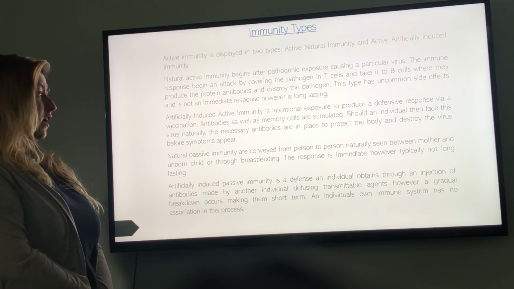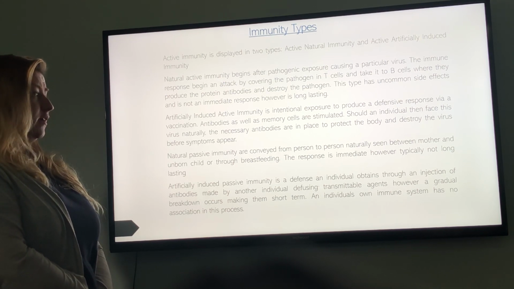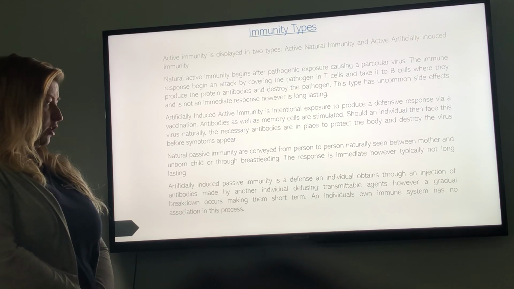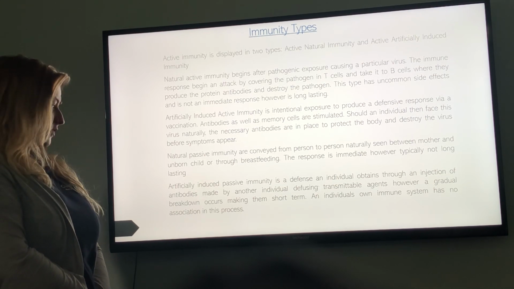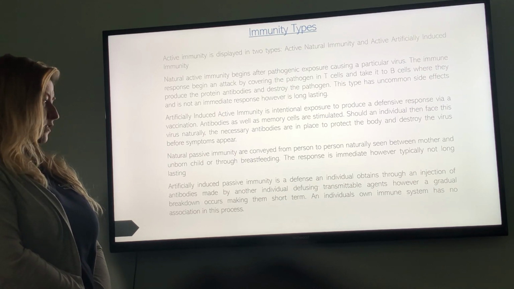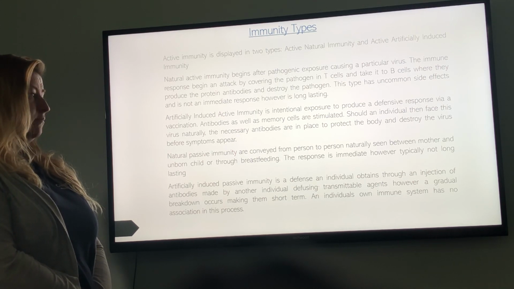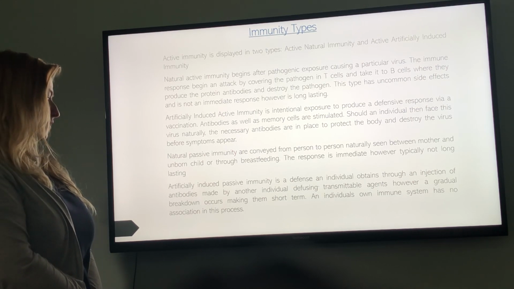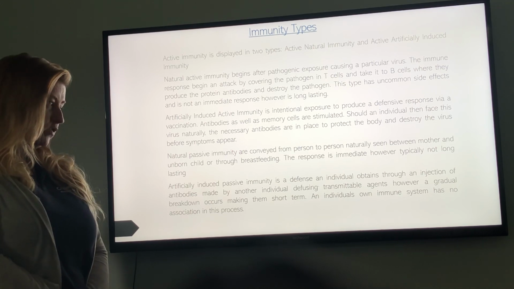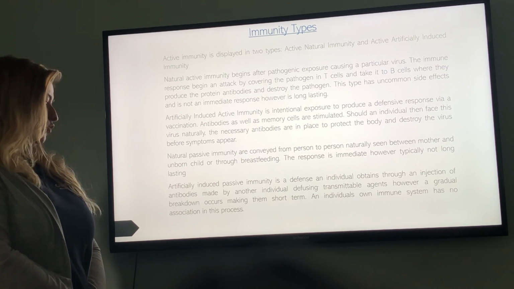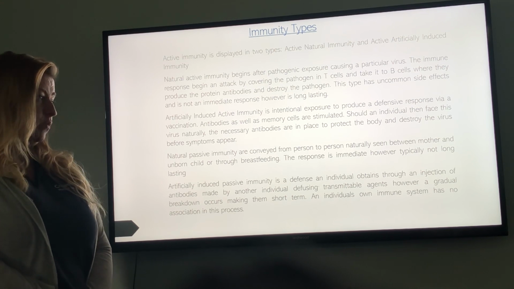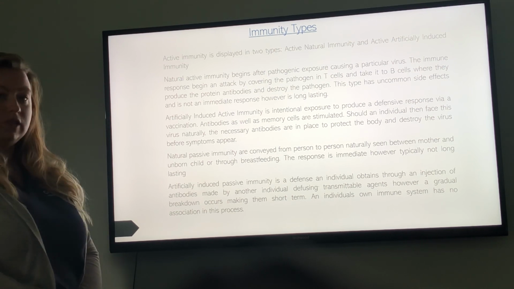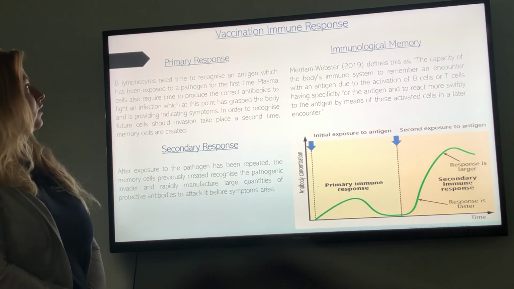Natural passive immunity is conveyed from person to person naturally, seen between mother and unborn child or through breastfeeding. The response is immediate, however typically not long-lasting. Artificially induced passive immunity is a defence an individual obtains through an injection of antibodies made by another individual, fighting transmittable agents. However, a gradual breakdown occurs, making them short-term. An individual's own immune system has no association in this process.